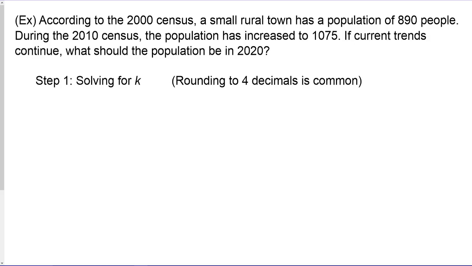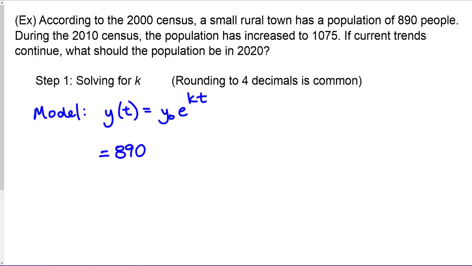All right, so the model that we're working with, you do need to know this model. y of t is y sub 0 e to the kt. So same one we started with in the beginning. We know that the initial population size is 890. So I'm going to substitute y sub 0 for 890.